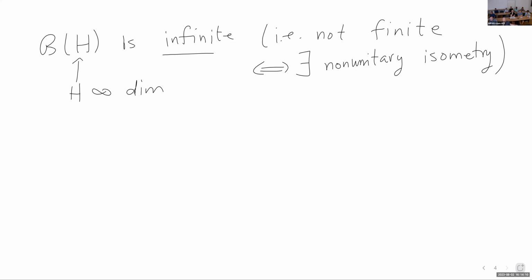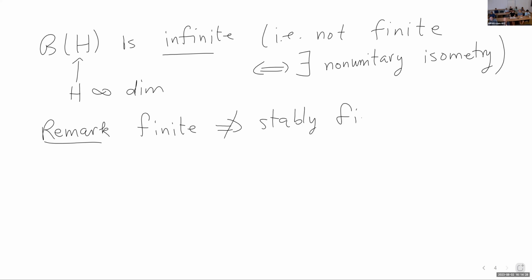But let's move on. One remark is that finite does not imply stably finite in general. Mikhail Rordam has some very dramatic examples. There's a simple C-star algebra A such that A is finite, but 2 by 2 matrices over A is infinite. In fact, properly infinite in the sense I was just describing. So there is a simple A.